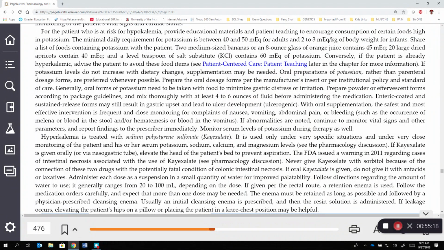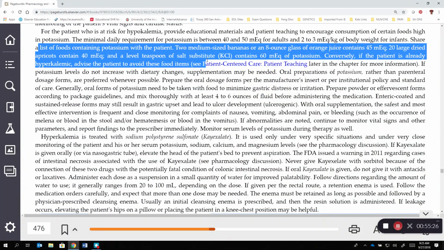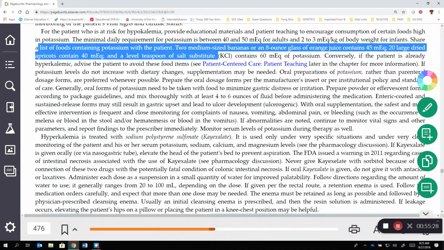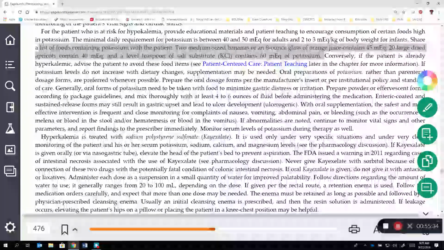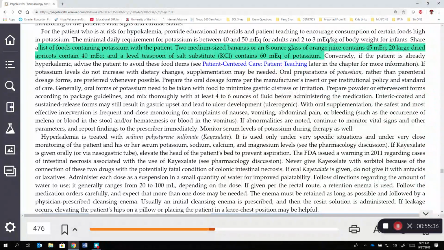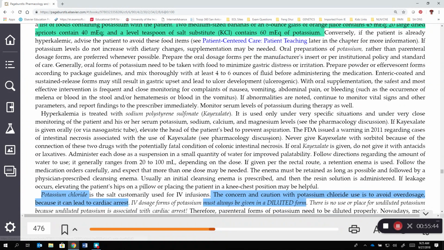Here are your foods for potassium. Here, if you need to tell, a list of foods containing potassium are all right here. There we go, right there. So that you can educate your patient on minimizing potassium intake or maximizing potassium intake. You need to be aware of that.